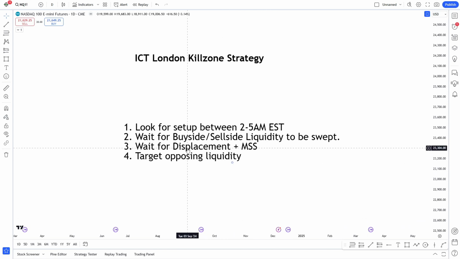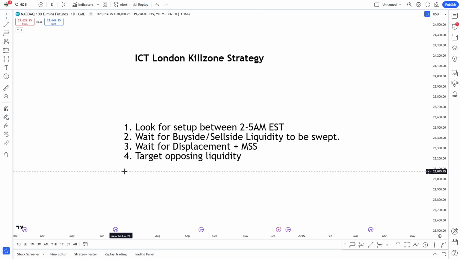Okay, so displacement simply means an energetic price move either to the upside or the downside. So this is what we'll be looking for, along with a market structure shift after we have seen either a buy side or sell side liquidity pool being taken. Now guys, don't worry if you do not understand these terms right now, it will all be answered in this video, so make sure you watch until the end.